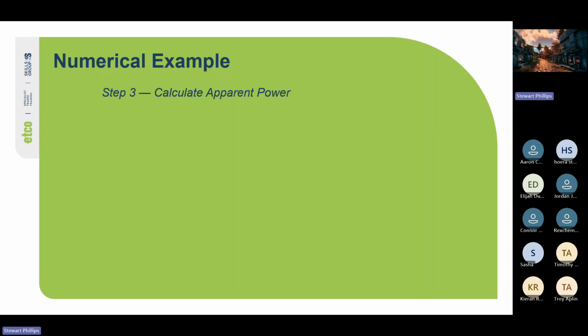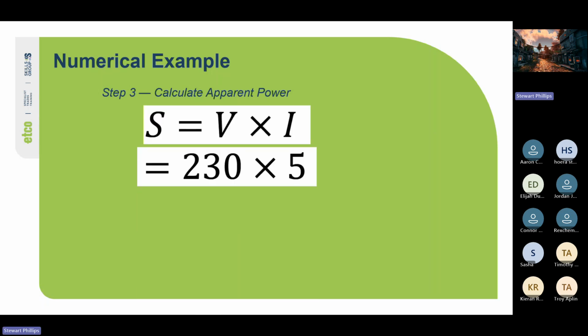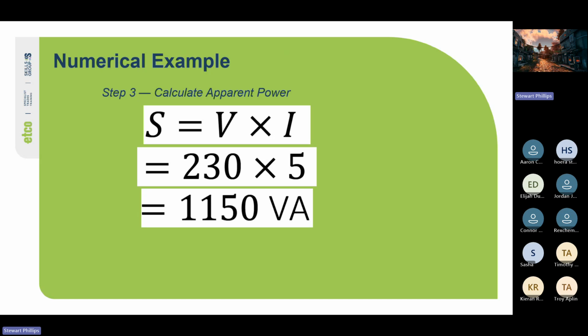So we can just take our voltage times our current, 230 times 5, 1150 VA. We could also divide our true power by our power factor. So we could have divided 920 by 0.8 and we would have gotten 1150 VA.